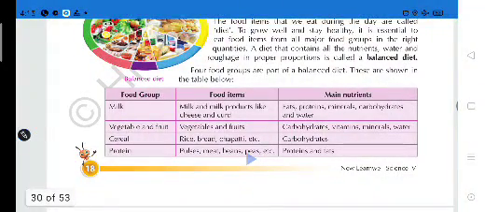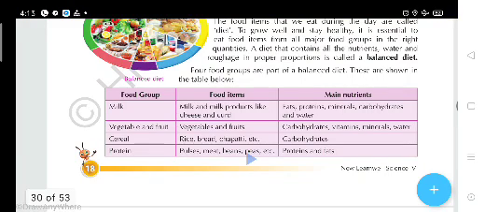So here we will discuss the four types of food. First one, that is milk. Second, vegetables and fruits, third, cereals, and fourth, protein. Why do these foods contain a balanced diet?